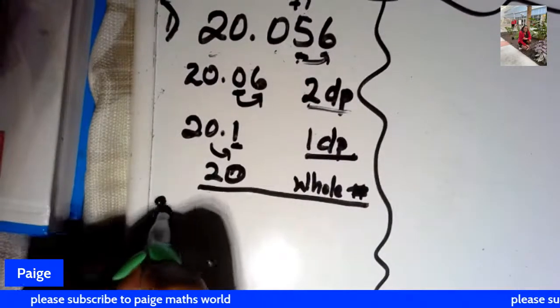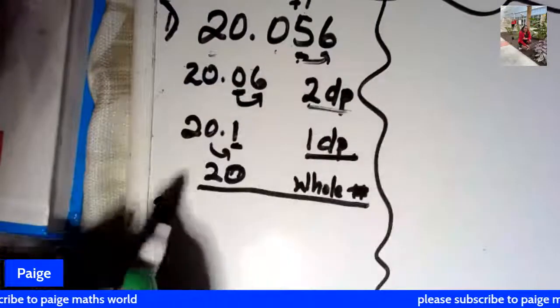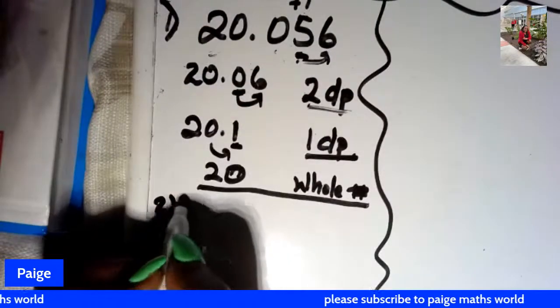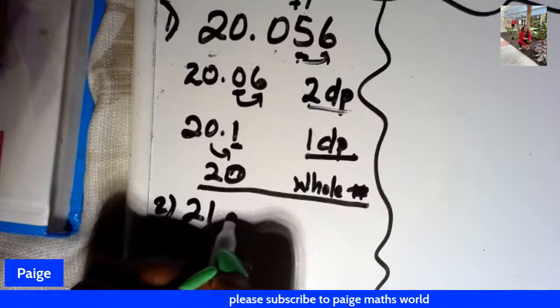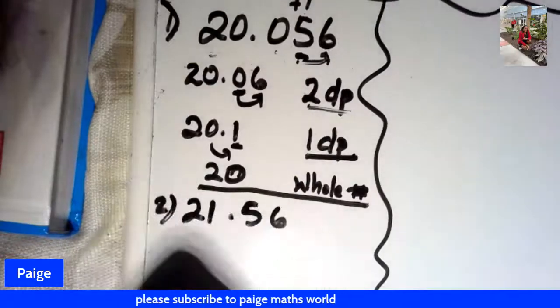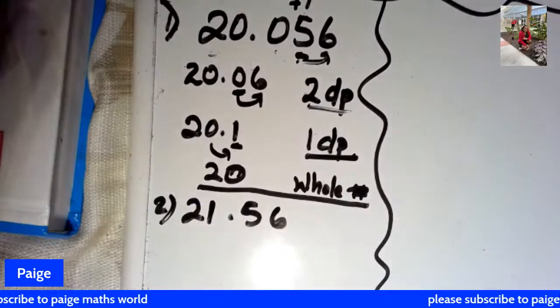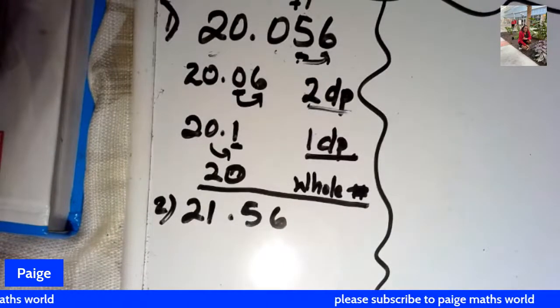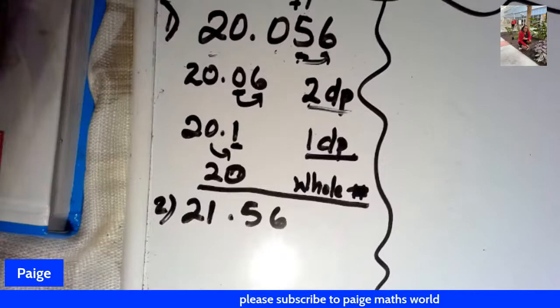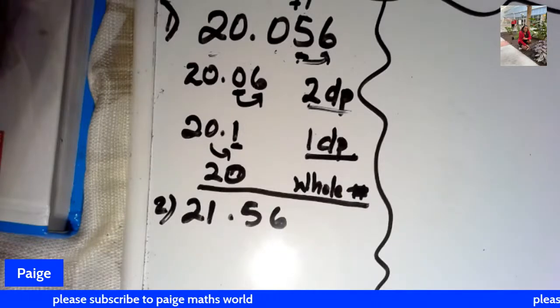All right, let us look at another one. I don't want to challenge you that much yet. So let us look at 21.56. We're rounding this off to the nearest 1 dp. 21.56 to the nearest 1 dp.